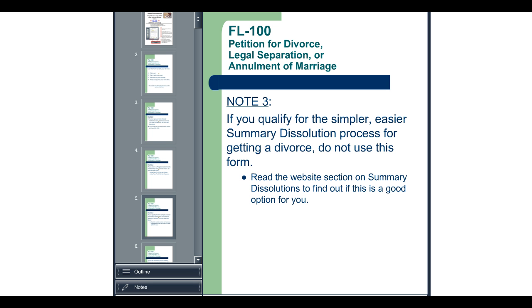Find out if you qualify for the simpler, easier summary dissolution process for getting a divorce. You can't get a legal separation or an annulment that way, but you can end a marriage that has lasted fewer than 5 years as long as you and your spouse do not have children together and you meet other requirements. Read the website section on summary dissolutions to find out more about these requirements and see if a summary dissolution is a good option for you.